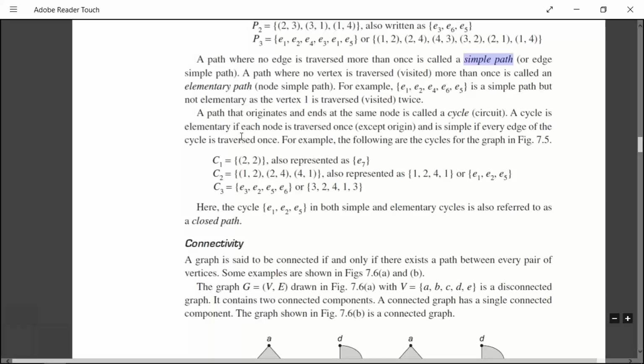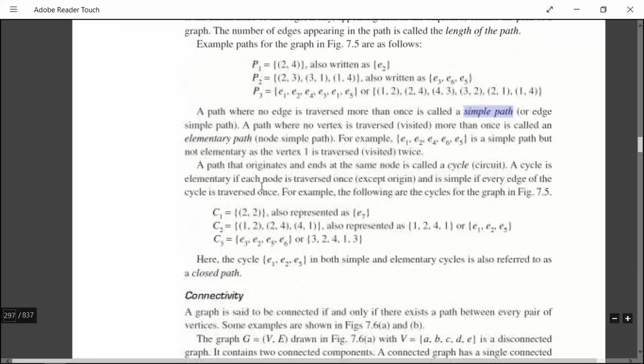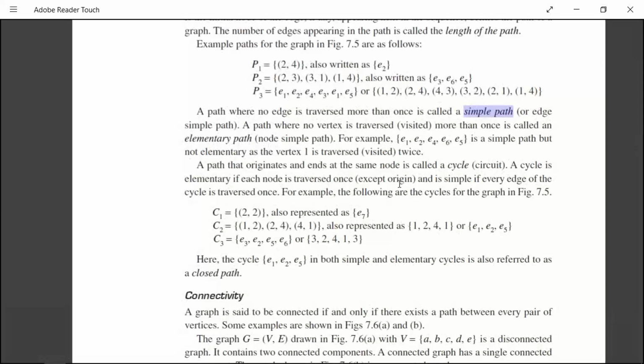A cycle is elementary if each node is traversed once except origin, and is simple if every edge of the cycle is traversed once. So a cycle can be called elementary if each node is traversed once except origin. Why? Because to complete the cycle again you have to return back to the vertex where you have started. So except origin, that is the condition. And it is also simple if every edge of the cycle is traversed only once. So if it is traversed only once, then it is called a simple cycle as well as an elementary cycle.